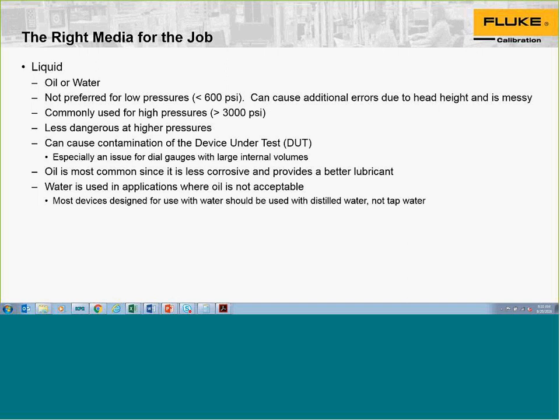To note that devices that are designed for use with water should be used with distilled water, not tap water. Sometimes people choose a water-operated device because they go, okay, well, water is plentiful. I can get it at any sink, so it's easy to work with. But the real tap water obviously has a lot of different contaminants in it. This will break down the materials that our different reference standards or devices are made out of. So it's important that we use distilled water, not tap water.